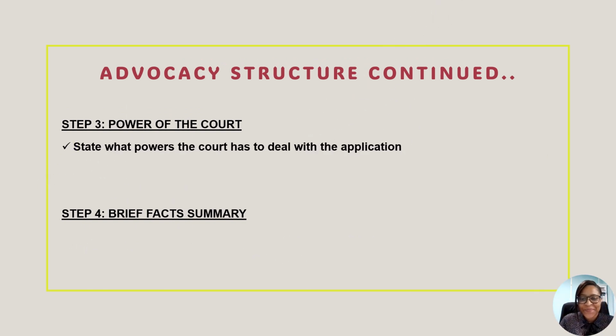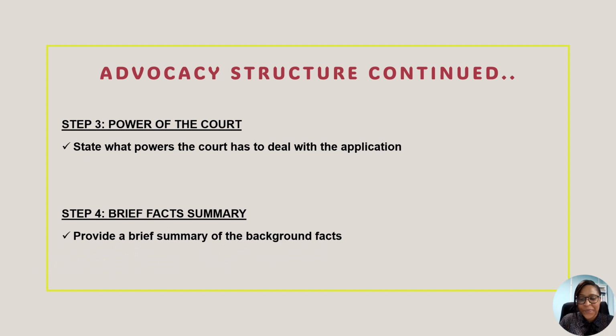Let's continue. Step 3. The power of the court. State what powers the court has to deal with the application. This is an example. You can say to the judge, as you will be aware, the court's power to grant this application is governed by civil procedure rules or XYZ.